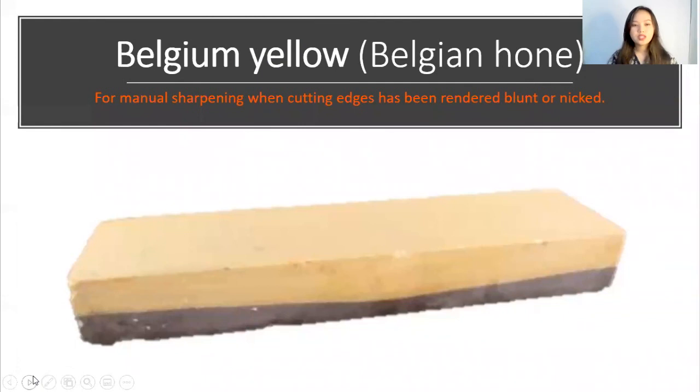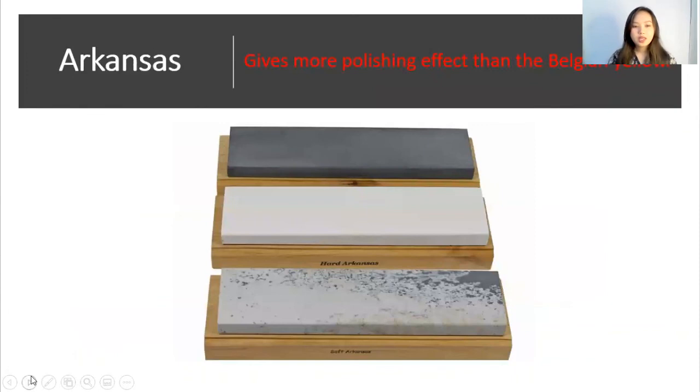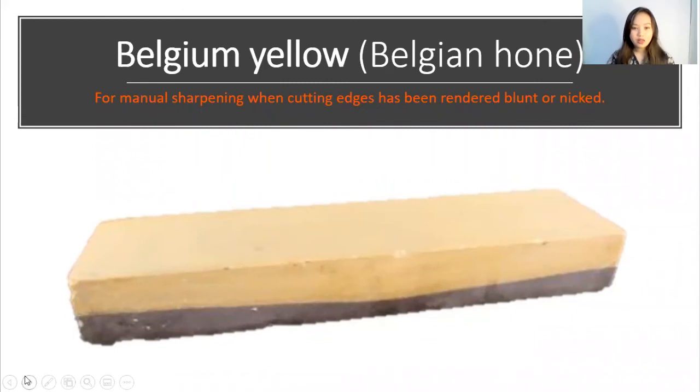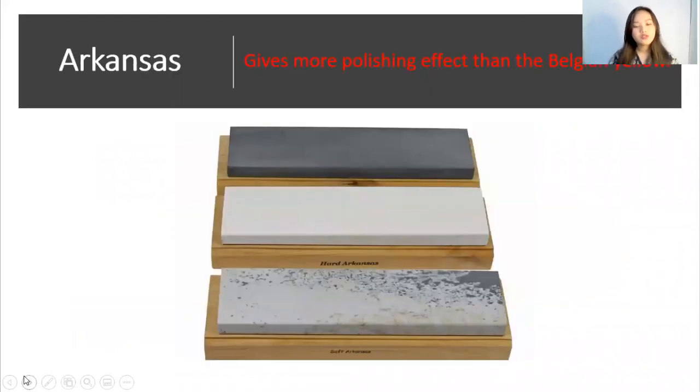So the first one, which is the Belgium yellow or the Belgian hone, is for manual sharpening when cutting edges have been rendered blunt or nicked. And this type usually gives the best result. So as you can see in this picture, this is a Belgium yellow or a Belgian hone. And this one is the Arkansas. It gives more polishing effect than the Belgian yellow, which is seen before this slide.